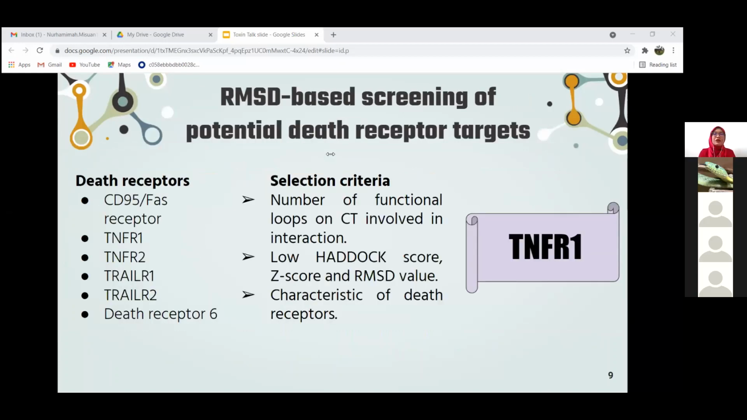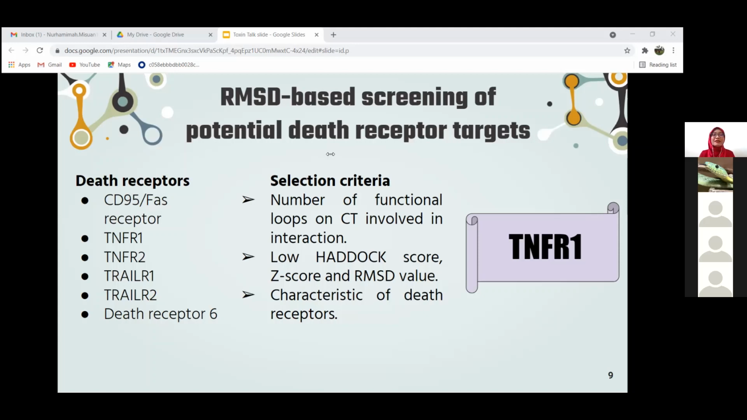So we'll move to the main point of my talk today, which is the RMSD-based screening of potential death receptor targets. There are a few reported death receptors, such as CD95 or FAS receptor, TNFR1, TNFR2, TRAIL1 and TRAIL2, and also death receptor 6. These death receptors belong to a protein superfamily called the tumor necrosis factor receptor superfamily. Since they belong to the same family, these death receptors exhibit structural similarity.